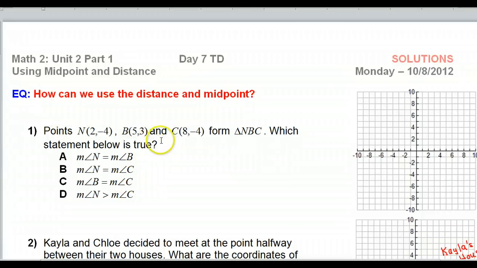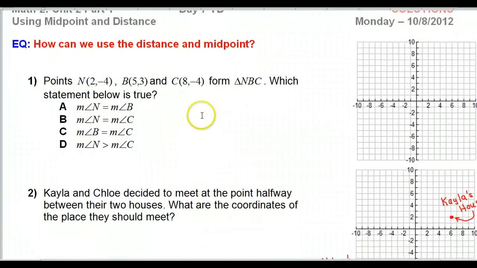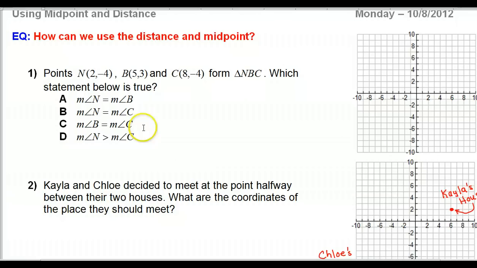The essential question for right now is, how can we use the distance and midpoint to do stuff? Well, actually problem number one doesn't really have anything to do with that. So that's unfortunate, but I wanted to talk about it anyway.